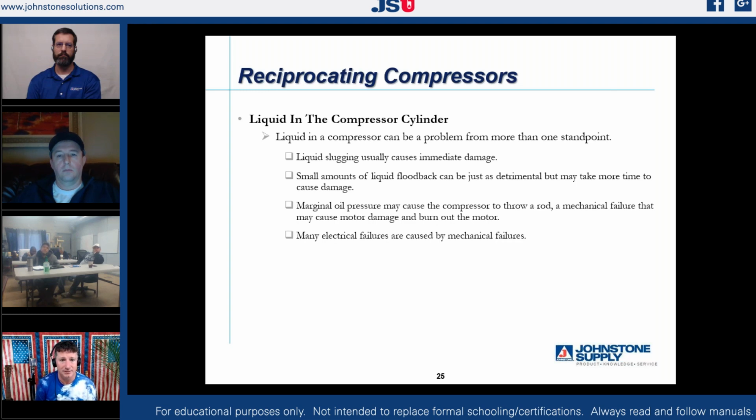So what happens in that process? What happens if we get liquid in a compressor can be a problem from more than one standpoint, like we were saying earlier. You could have liquid slugging, which would cause immediate damage to our components. Small amounts of liquid flood back can be just as detrimental, but may take more time to cause damage. In these reciprocating compressors, over time, because we're now going to have different temperatures across our compression components, and marginal oil pressure can cause the compressor to throw a rod.